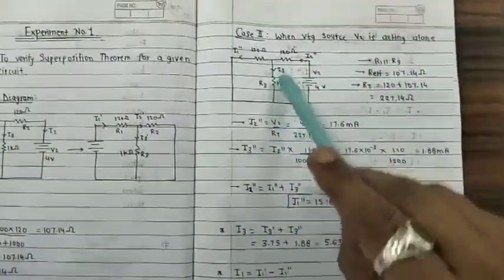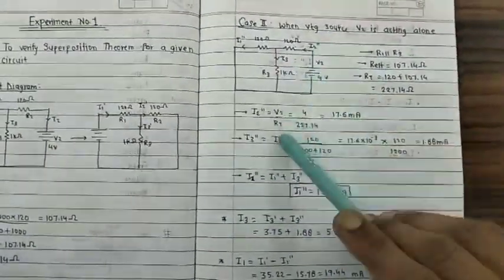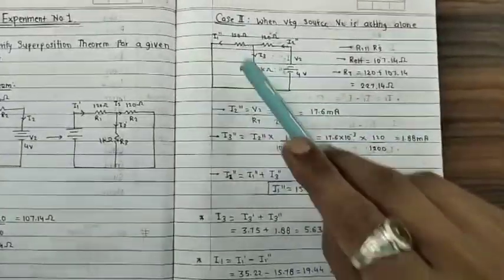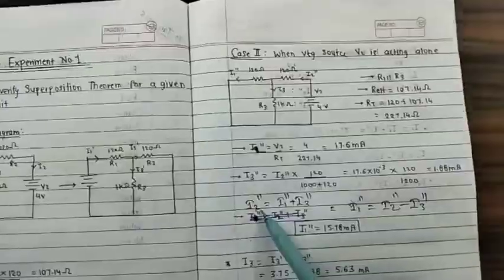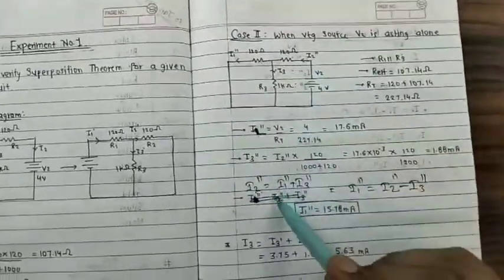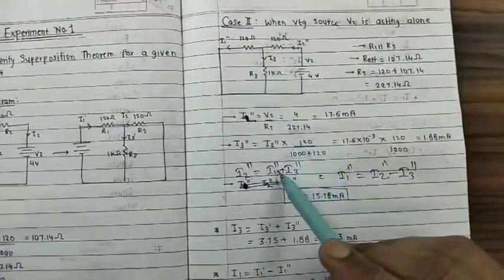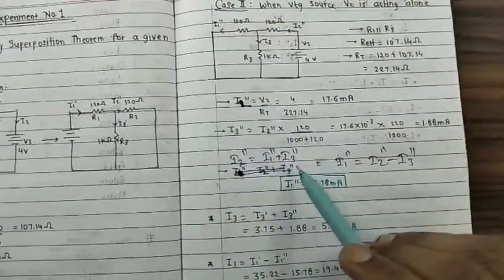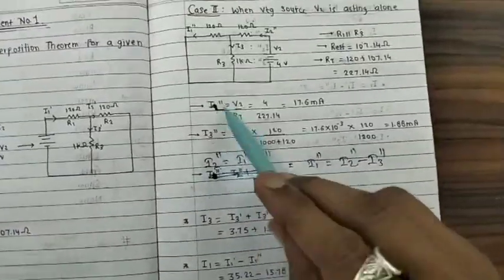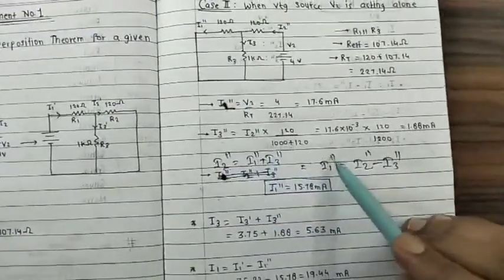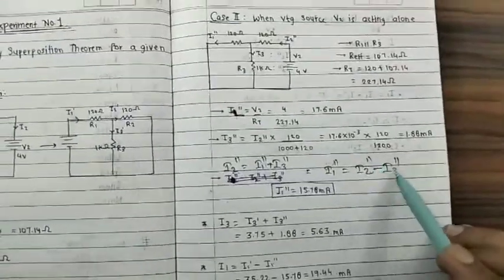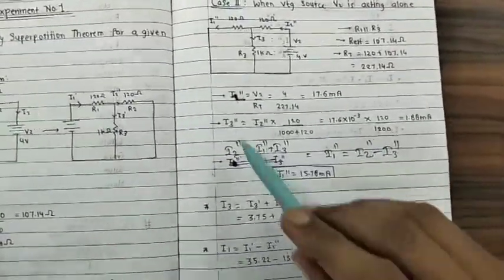I3 double dash is equal to I2 double dash into the opposite resistance 120 upon the sum of resistances. We will get this I3 double dash. Now I2 double dash is equal to I1 double dash plus I3 double dash. We have the values of I2 and I3, but we don't have I1 double dash, so I1 double dash is equal to I2 double dash minus I3 double dash. In this way we will get I1, I3 and I2.